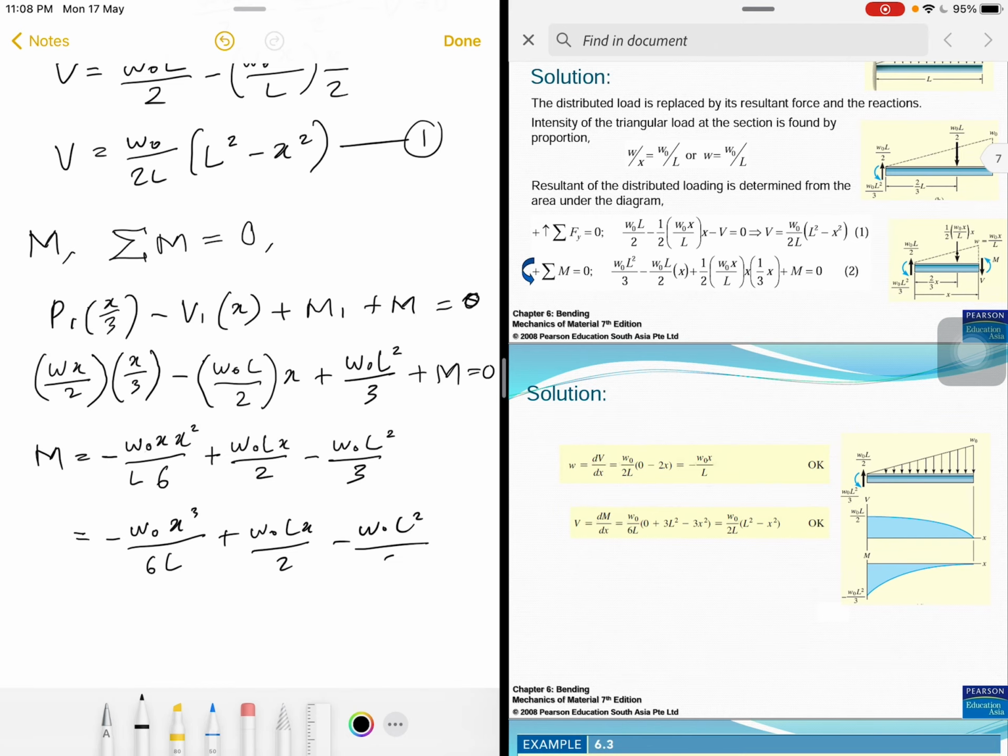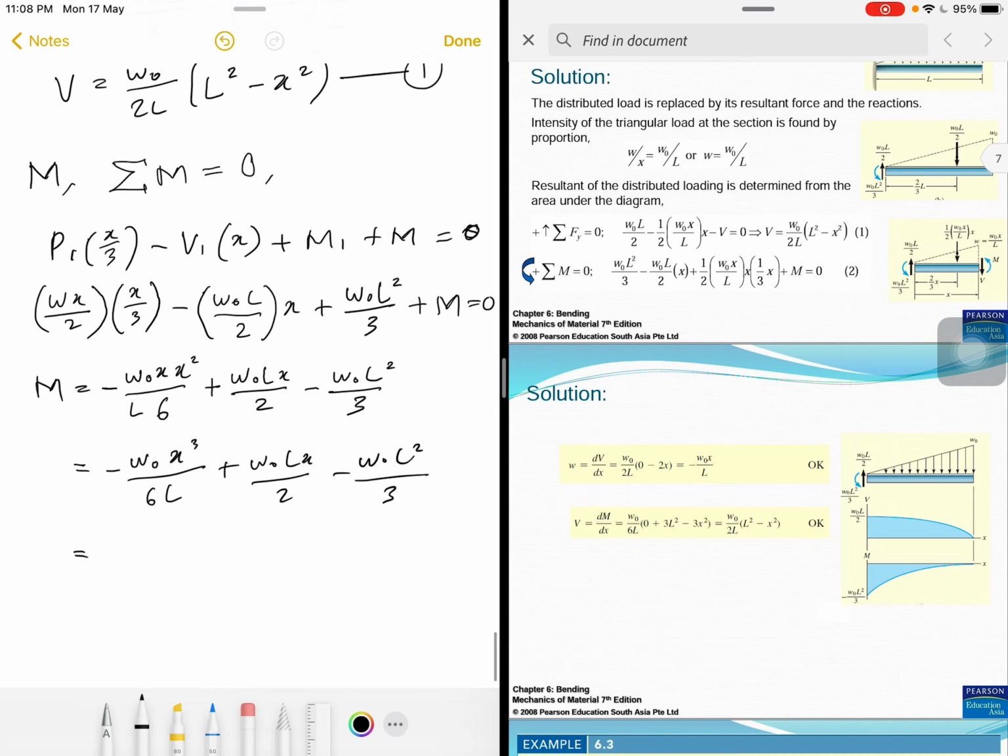Minus, we take out W naught over L. So what will happen is, inside the bracket we will have X cube over 6 plus X L square over 2 minus L cube over 3.